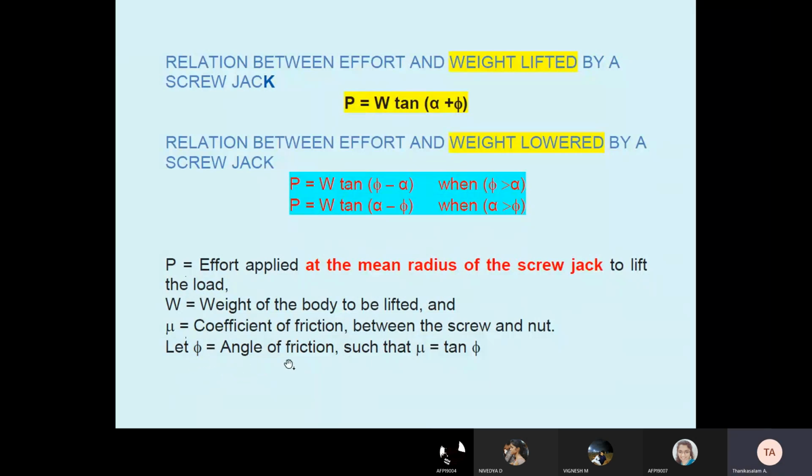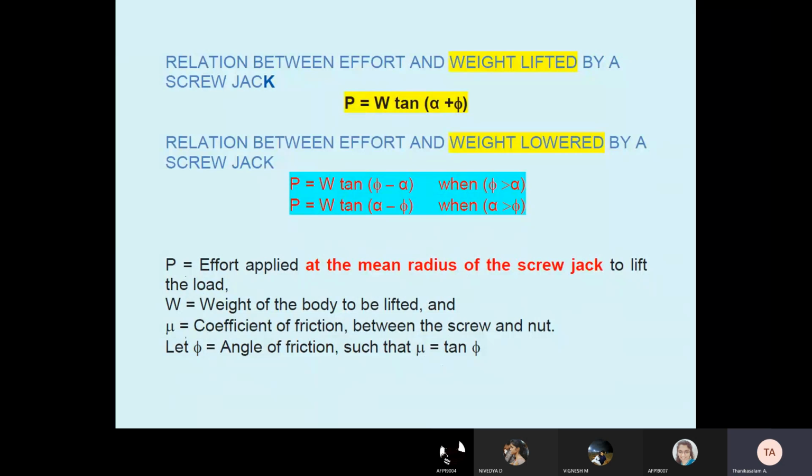Okay, phi equal to angle of friction. We know tan phi equal to mu. We discussed this at the start of friction, no? Phi equal to angle of friction. Tan phi equal to F divided by R, no? What is F divided by R? Mu. So mu equal to tan phi.